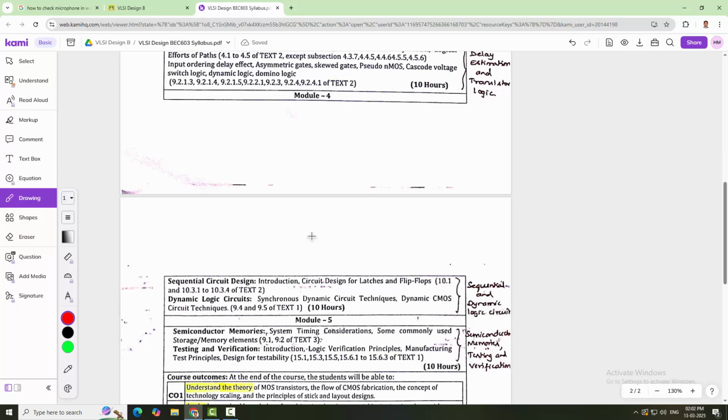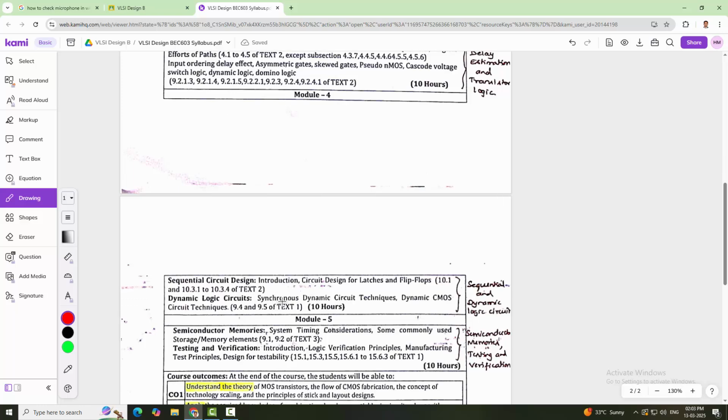Module 4 focuses on sequential circuit design. Here we introduce sequential circuits, particularly the design of latches and flip-flops, followed by dynamic logic circuits. In dynamic logic circuits, we focus on synchronous dynamic circuit techniques and dynamic CMOS circuit techniques. The total time reserved for this is again 10 hours.